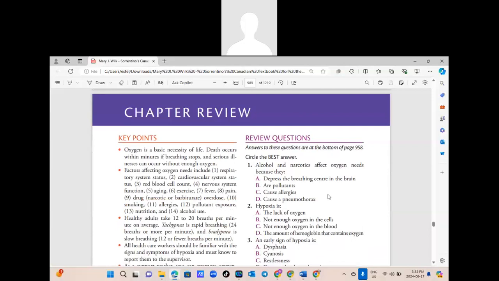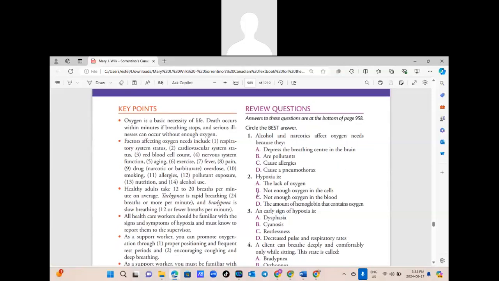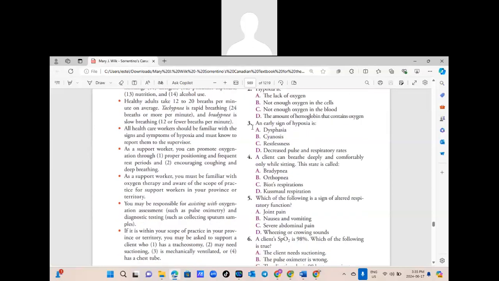Okay? Next, hypoxia means: A, lack of oxygen, B, not enough oxygen in the cells, C, not enough oxygen in the blood, or D, the amount of hemoglobin that contains oxygen. So hypoxia is not enough oxygen in the cells. Okay, so of course the cells cannot function well. So letter B is the correct answer.